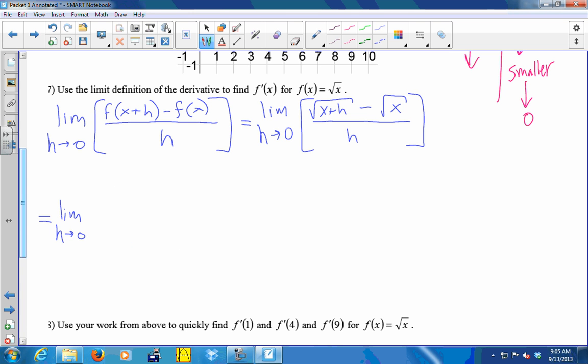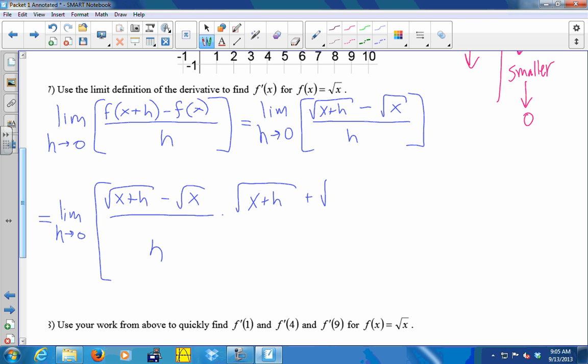I am going to multiply the top and the bottom of this fraction by the conjugate of the numerator. And that's valid because now I'm just multiplying by 1. Right? So I've got square root x plus h minus square root x over h. And I'm going to multiply by the conjugate of the numerator, square root x plus h plus square root x, over square root x plus h plus square root x.